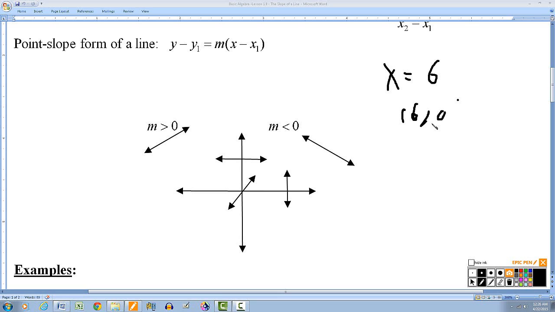Now pick y to be 1 rather. X is always 6. So we have the points 6, 0 and 6, 1. And pick any other value you want for y, the x is always going to be 6.